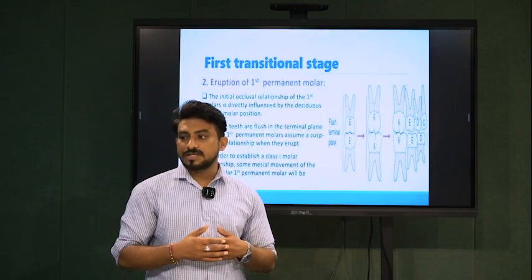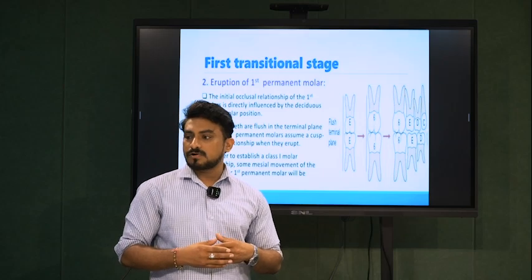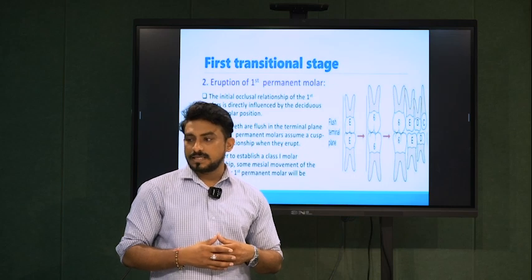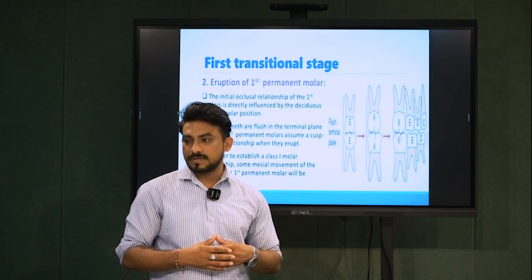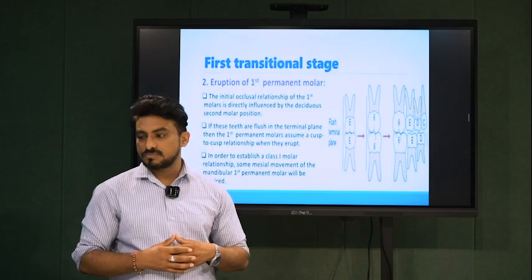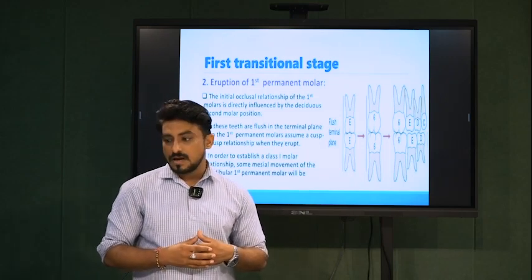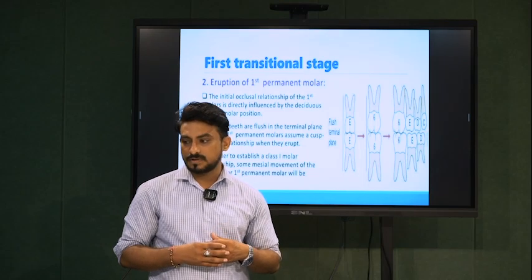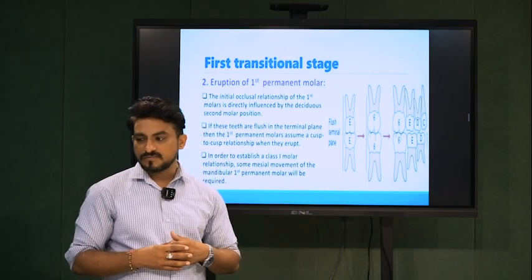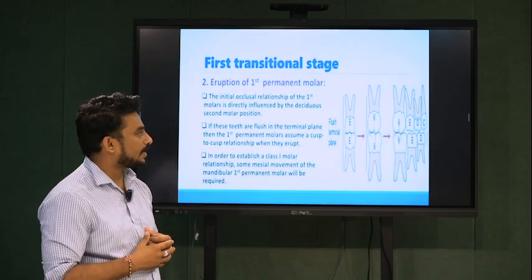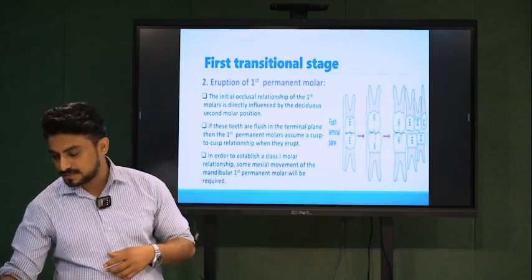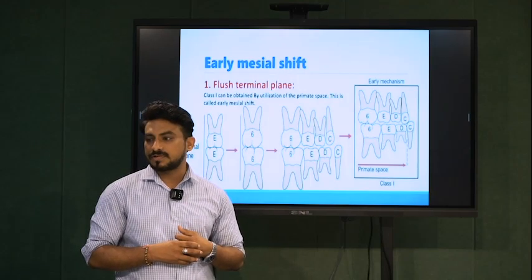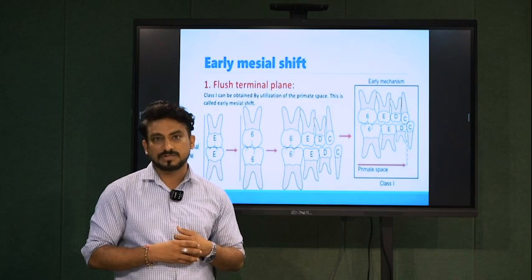First transitional stage, eruption of the first permanent molar. Initially, the occlusal relationship of the first molar is directly influenced by the deciduous second molar position. If the teeth are flush in the terminal plane, then the first permanent molars assume a cusp-to-cusp relationship when they erupt. In order to establish a class 1 molar relationship, some mesial movement of the mandibular first permanent molar will be required. Here we see the photograph, first terminal plane, and how to convert to a class 1 molar relationship. Early mesial shift: from the first terminal plane, class 1 can be obtained by utilizing the primate space, and this is called the early mesial shift.